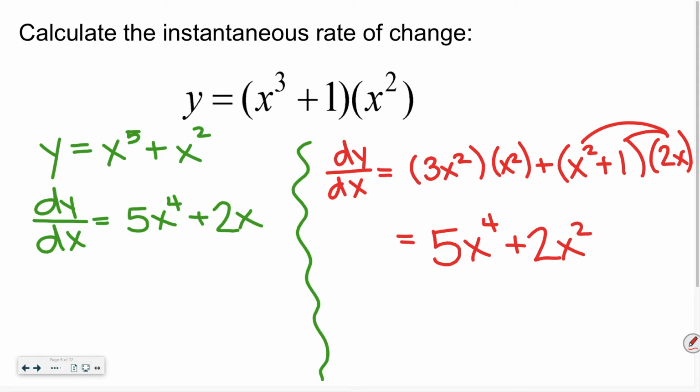Yeah. You wrote x squared plus 1 instead of x cubed plus 1 on the right side.